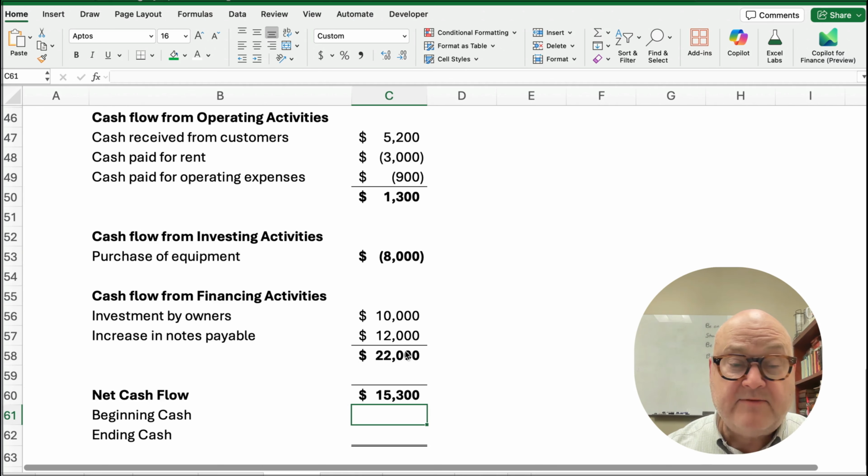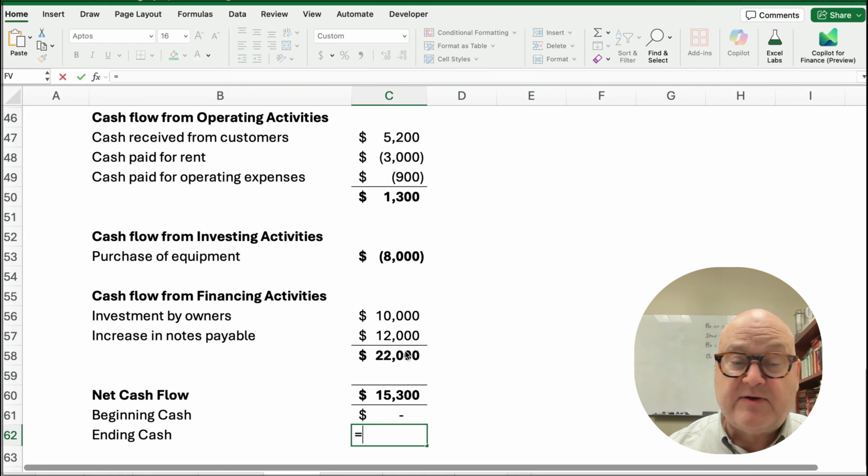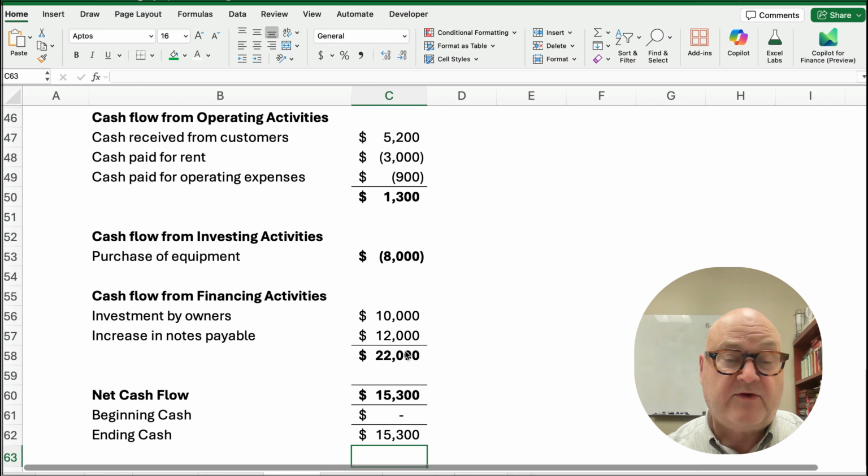Now we started beginning cash of 0. So our ending cash is going to be the beginning plus the net cash flow. Since it's the very first month of operations, our beginning cash is 0, and so therefore our ending cash is going to equal our net cash flow. So into next month, our ending cash will become beginning cash for next month, and then hopefully we'll have positive cash flow from there. I hope this has helped you understand the accounting basics.